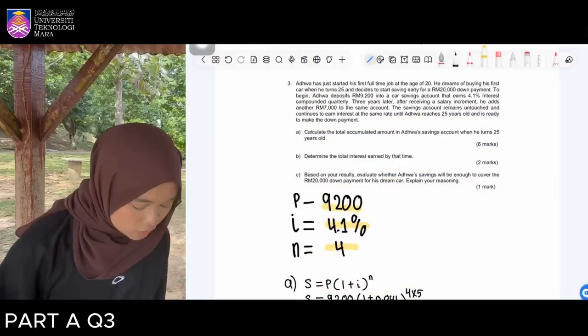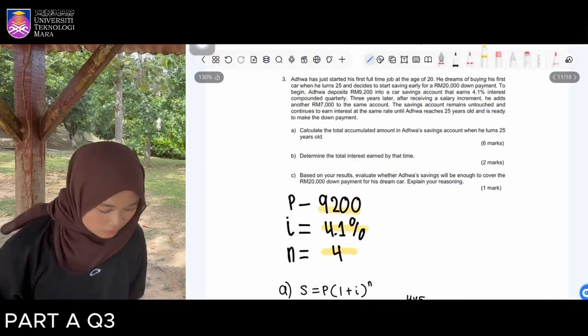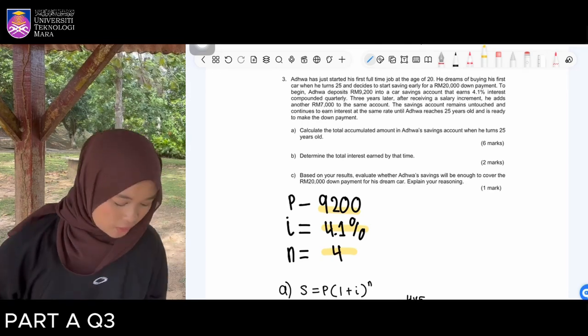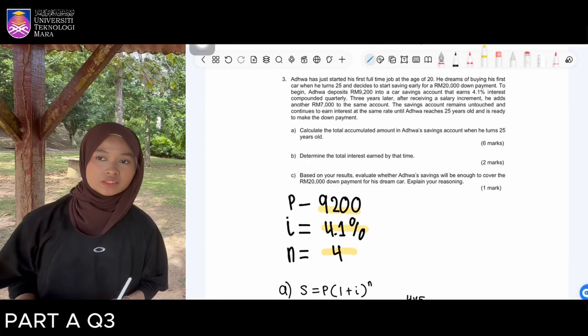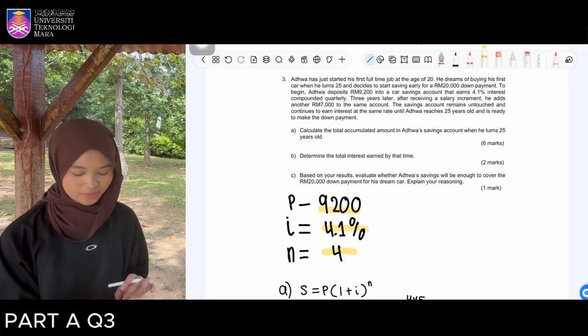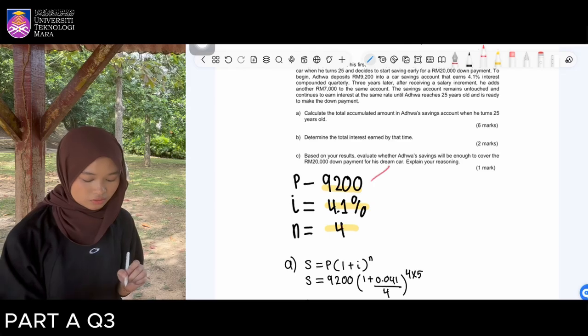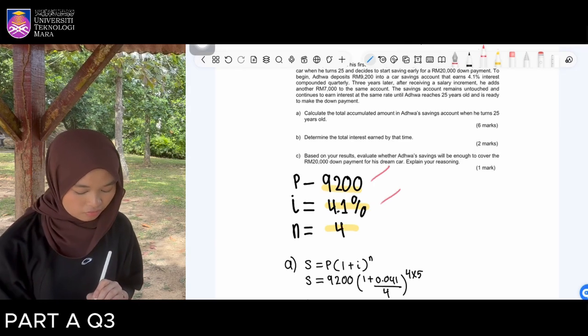The next question is question 3. For part A, to find the total accumulated amount in Adwa's savings account when he turned 25, I use the compound interest formula, which is S equals P in bracket 1 plus I over N power N. So P is 19,200, I is 4.1%, and N is 4.